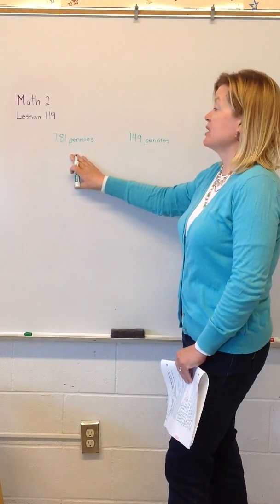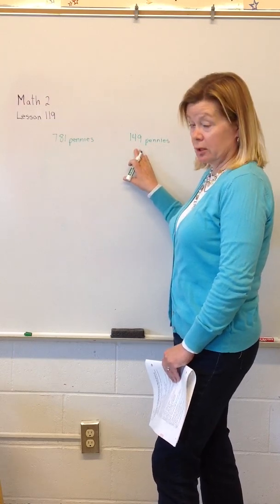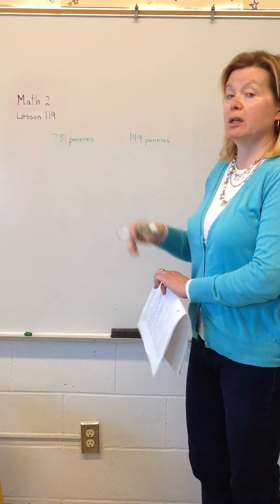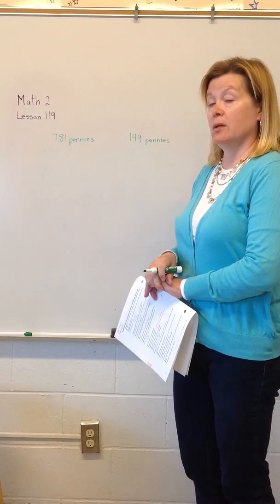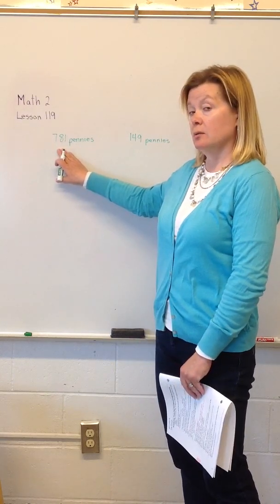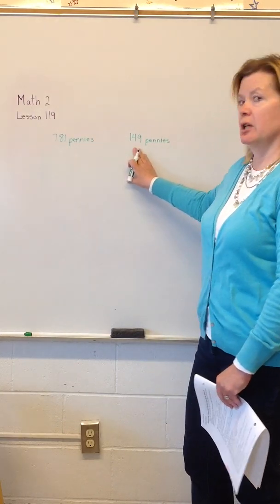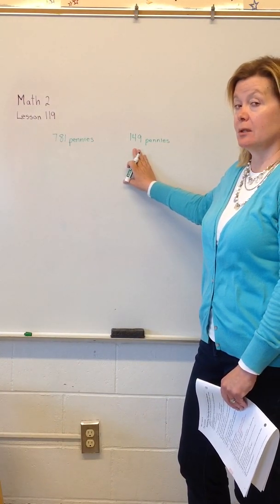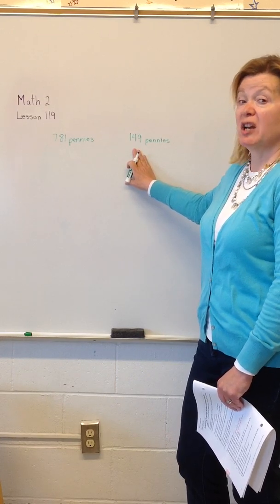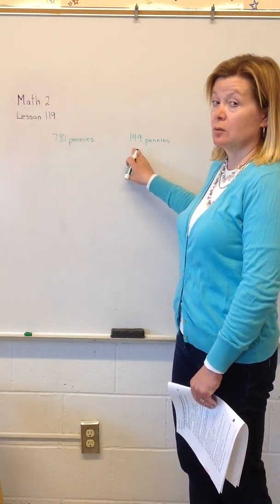So if I had a bag of 781 pennies and I gave Luke 149 of those pennies, about how many pennies am I going to have left over? Can you give me a good estimate? What would I do with 781? It would be about 800. How about 149? This one's a little tricky. Remember, this would be 100. So we'd have 800 minus 100 would equal 700.